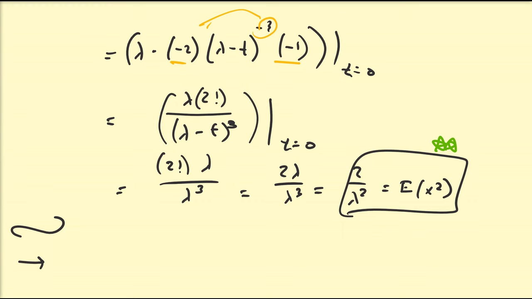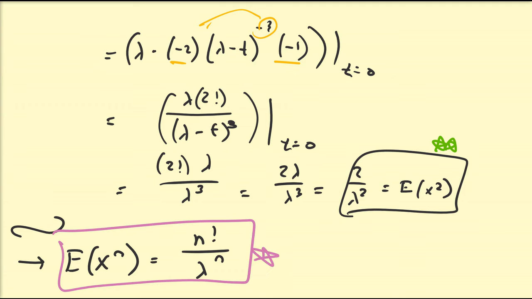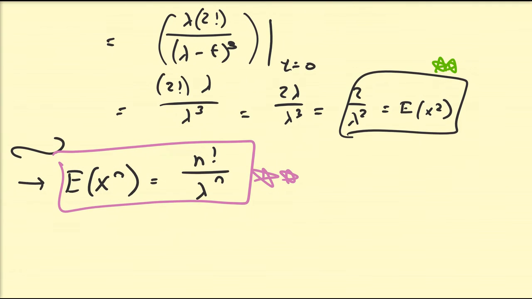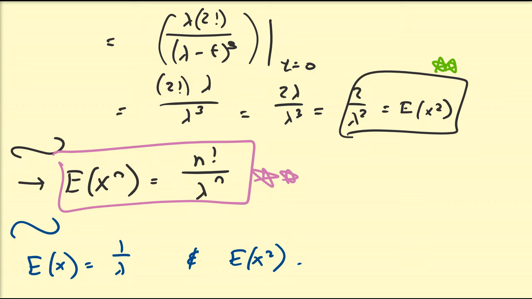In general, you can find that the nth moment of an exponential random variable is going to be equal to, once we bring down the 3, 3 times 2, so that's 3 factorial. You're eventually going to see that it's n factorial all over lambda to the n. But at least for basic statistics, the first moment and the second moment are usually the only ones that we care about, so E[X] and E[X squared].